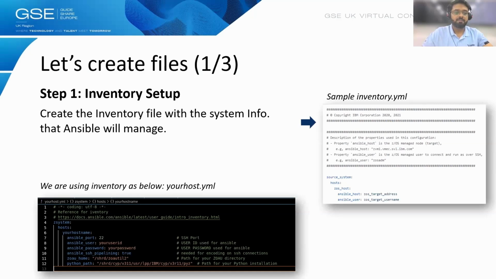And then the z/OS utilities home path. So you have to provide the directory where ZOAU is installed, so the automation utilities are installed. If it is not installed, get it installed, because it is the fundamental thing that you will need to have, and you have to supply the installation path here, and then the Python path. So Python is again one of the requirements that you will have to provide the path to in order to run this inventory, your host.yml.